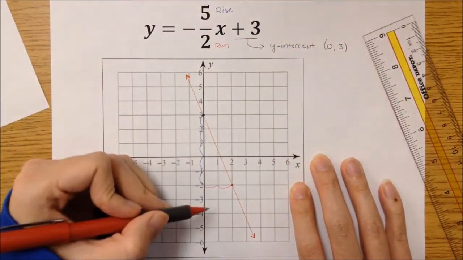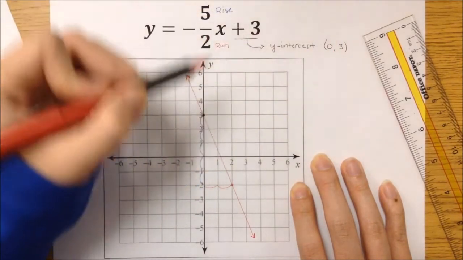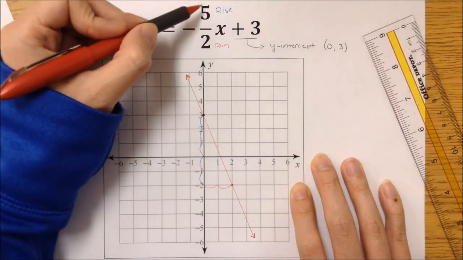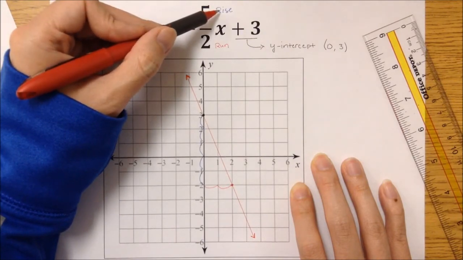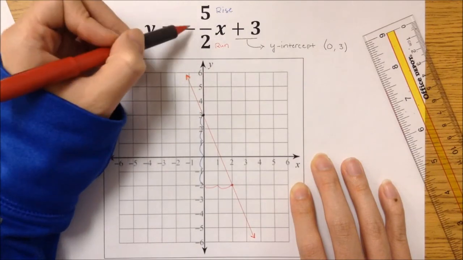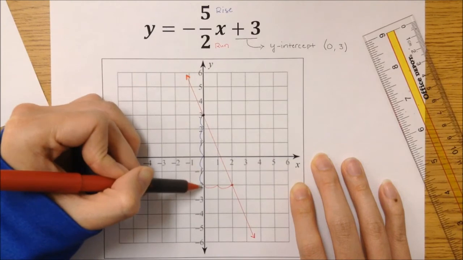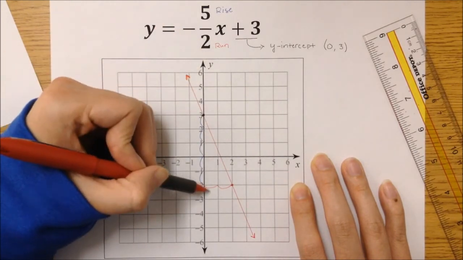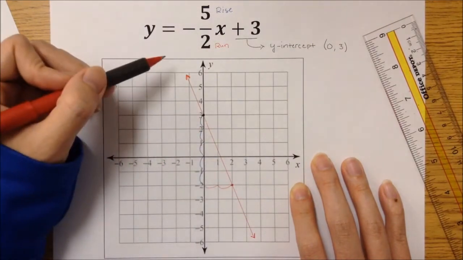Here's our graph line. I started off with finding the y-intercept, which is 0, 3, right here. Then I identified our slope, which was negative 5 over 2. 5 was the rise, 2 was the run. Starting at the y-intercept, since it was negative, I go down 5 times. 1, 2, 3, 4, 5. And then for the run, I go to the right 2 times. 1, 2. And then here are our 2 points, and here's our graph line.